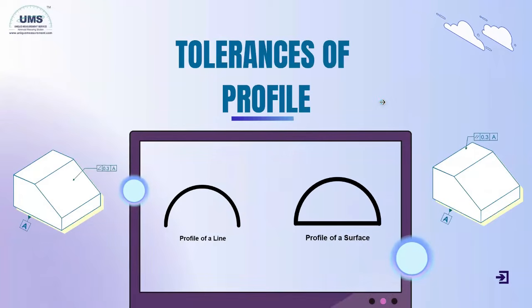Next, tolerance of profile. Here, profile of line and profile of surface will be there.